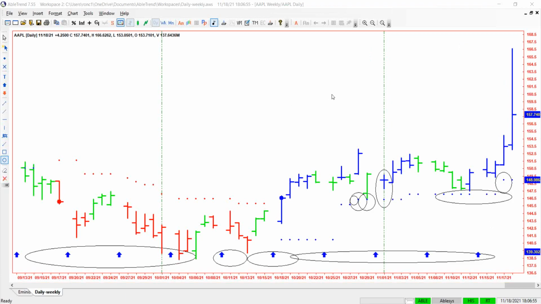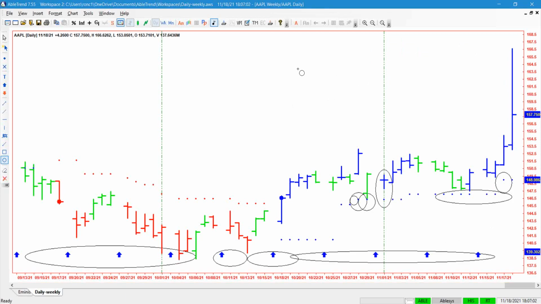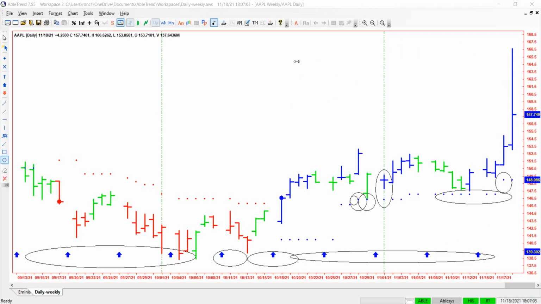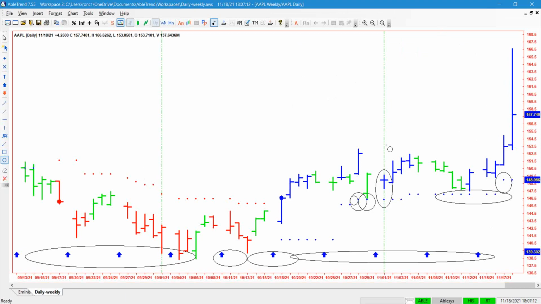Stephen's asking if Apple went that high today. Yeah, after hours it did, Stephen. It looks like this happened after hours, so there must have been some good news or something. I'll have to look into that a little closer. Right now we're at 157 3/4. So, nice pop.